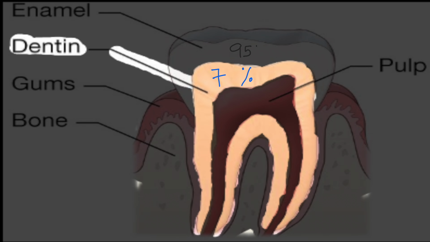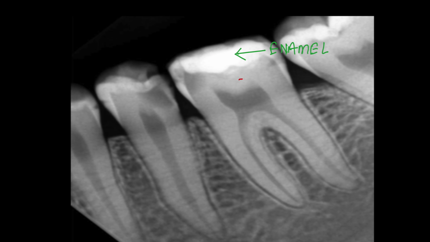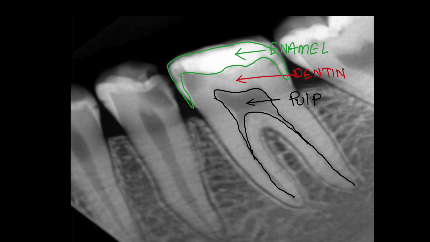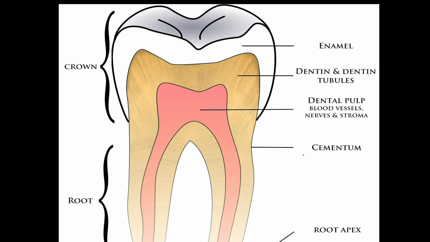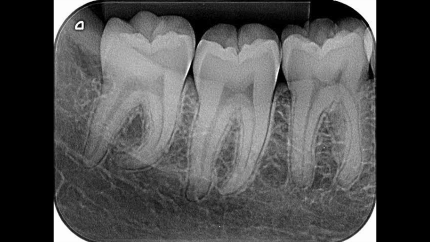Next up, dentin. With 75% mineral content, dentin's not quite as showy as enamel, but it still pulls its weight. It shows up on radiographs as a middle ground, somewhere between the bright white of enamel and the dark shadows of other structures. Then there's cementum, the unsung hero. Its radiopacity is similar to dentin, but it's so thin that it's often overlooked in radiographs.